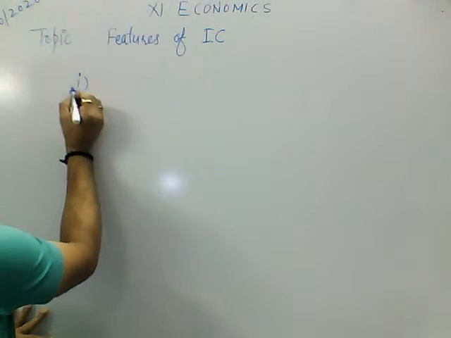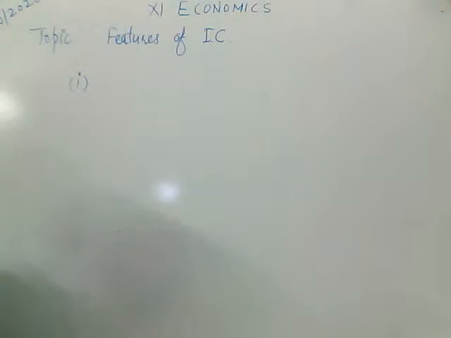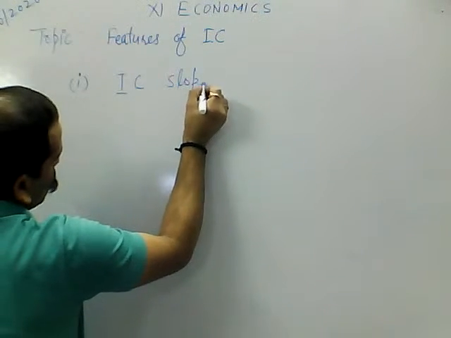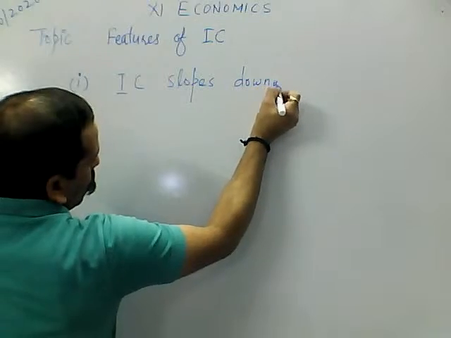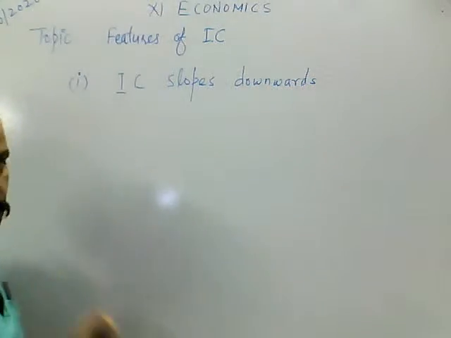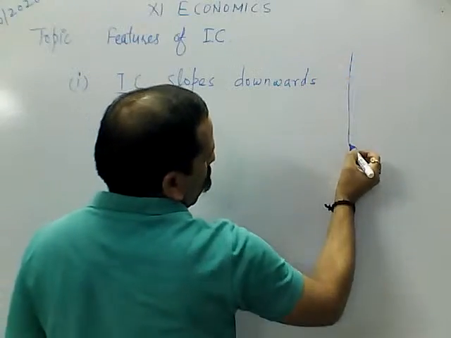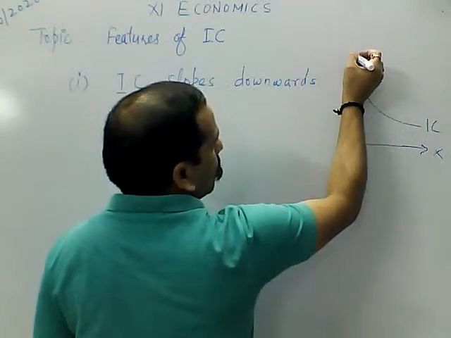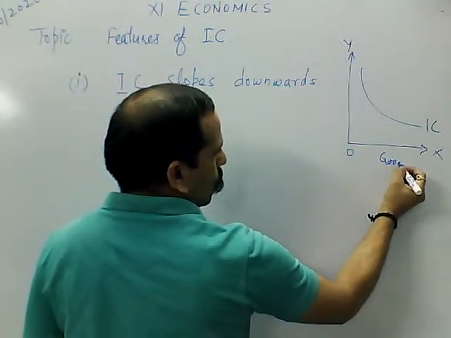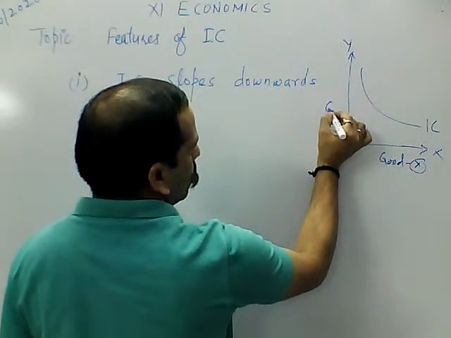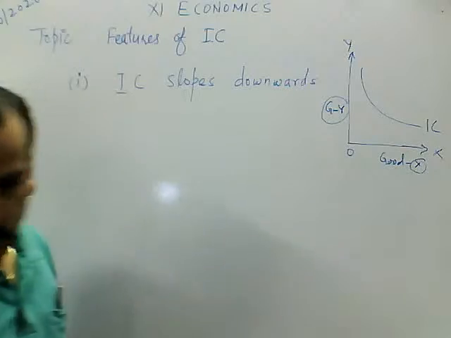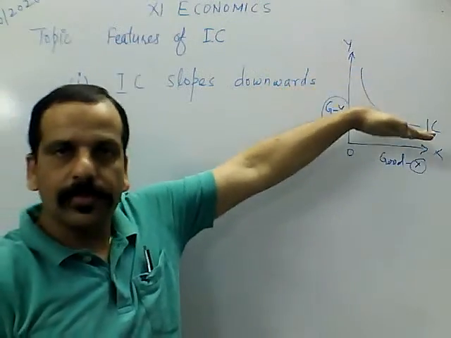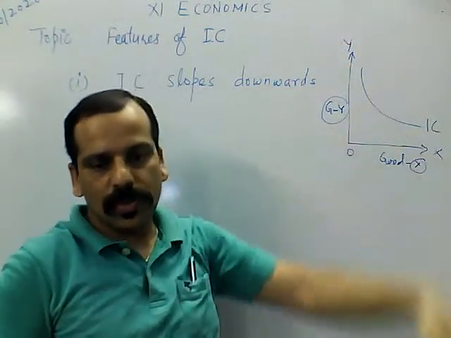Property number 1: does the indifference curve slope downward or upward? The IC slopes downwards. Yes or no? If you see the slope of IC, the slope is downward. Here, good X and good Y. The slope of indifference curve is downward sloping.